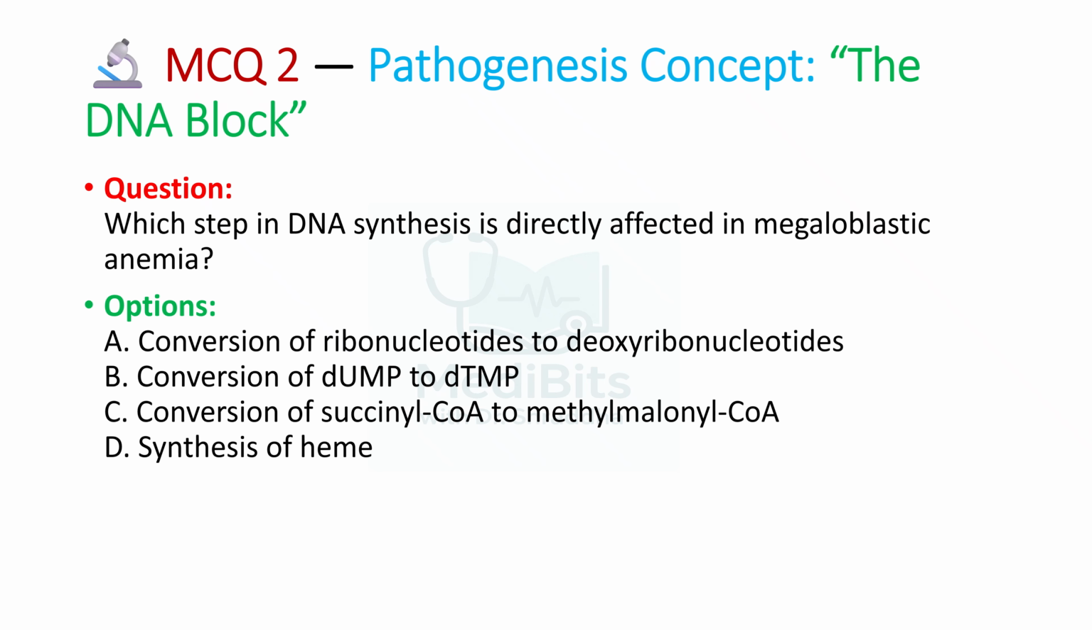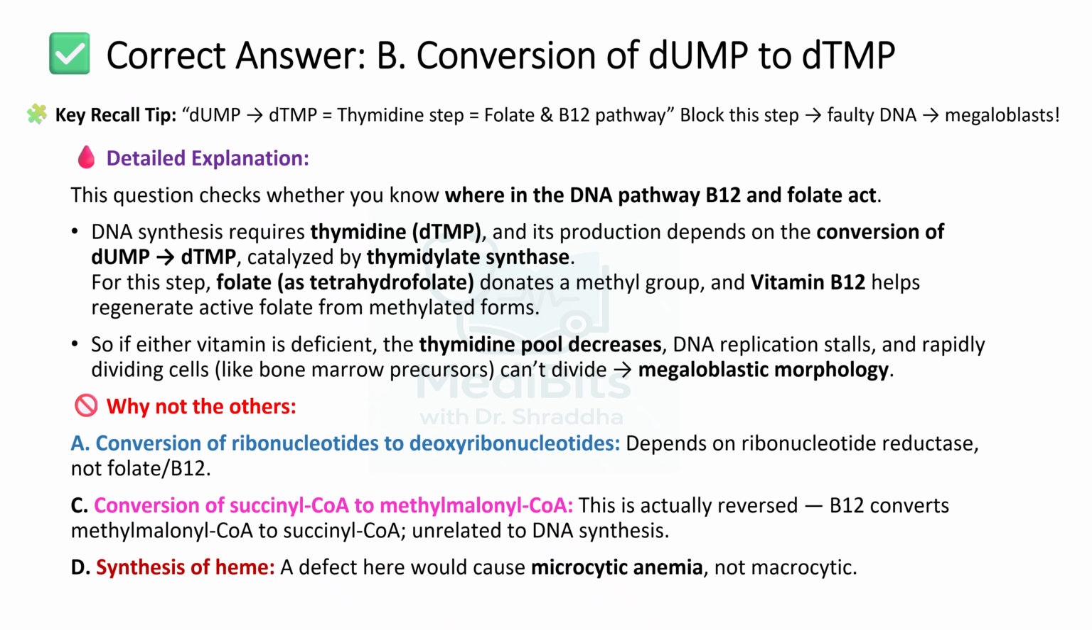So here is MCQ 2, which tests your pathogenesis concept, that is DNA block. So question is, which step in DNA synthesis is directly affected in megaloblastic anemia? Options are A, conversion of ribonucleotides to deoxyribonucleotides, B, conversion of dUMP to dTMP, C, conversion of succinyl coenzyme A to methylmalonyl coenzyme A, and D, synthesis of heme. So correct answer is B, that is conversion of dUMP to dTMP.